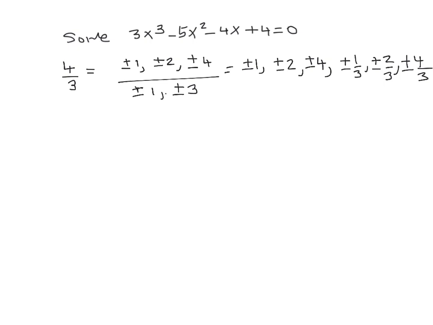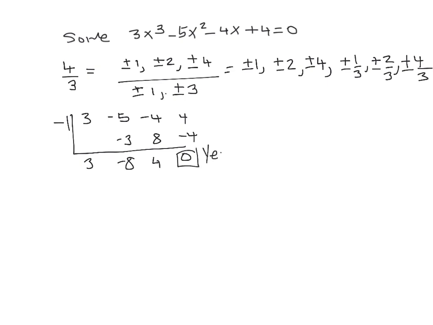Not all of them are roots of this equation, but I just need to try one out and see which one works. So let me try -1. I just picked one. So let's write the coefficients: 3, -5, -4, 4. So that's 3. So -3, so -8. So that is 8. So I get 4, -4, 0. So that one works. Because I have a remainder of 0, I know it's a factor.